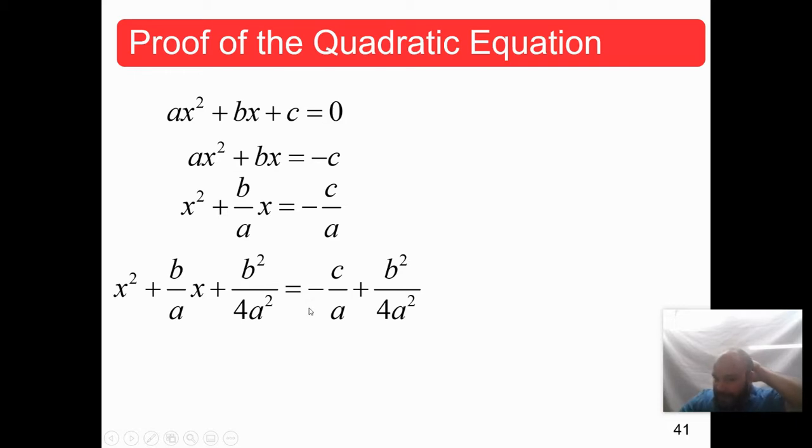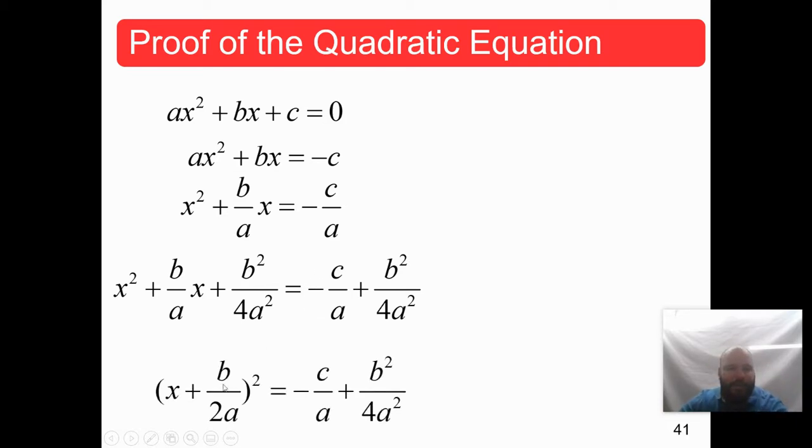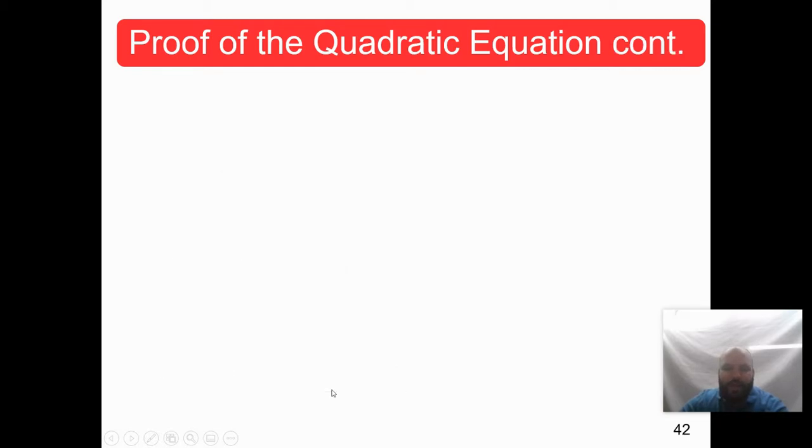The next step then is to factor this into x plus b over 2a, the quantity squared, equals negative c over a plus b squared over 4a squared. So you can see the right-hand side didn't change. The left-hand side factored into the b over 2a, which is what we had before we squared it if you had that scratch work off to the side. The next step would be to take the square root, because remember, don't lose sight of what we're doing. We're completing the square on this so we can solve for x. So we would square root both sides.